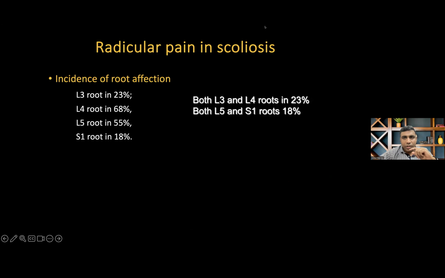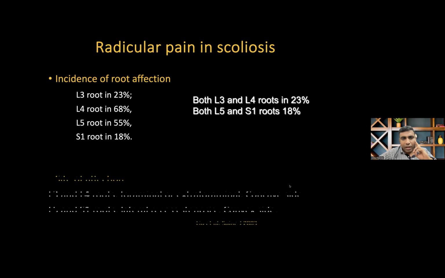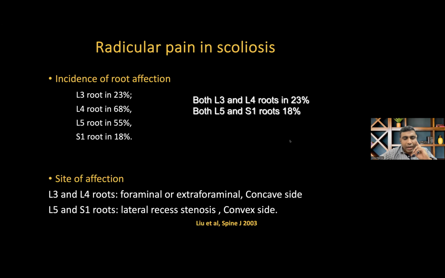In degenerative scoliosis, the root most commonly involved is L4, which is 68%, followed by L5. And in many cases, L3 and L4 can be involved together. The site of affection for L3 and L4 roots is usually foraminal or extraforaminal on the concave side. We'll see quickly in the next slide what I'm talking about. L5 and S1 are usually affected in the lateral recess on the convex side.